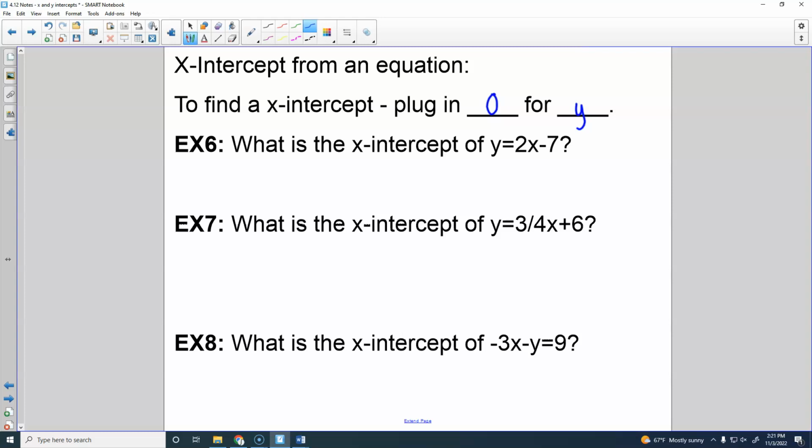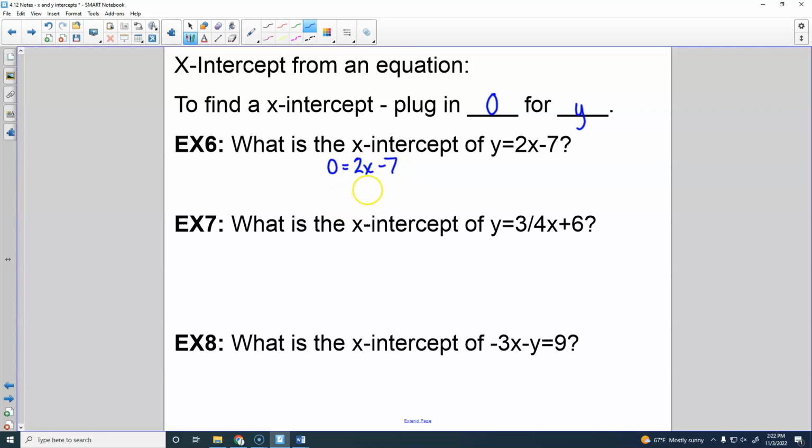So whenever we have our equation in y equals mx plus b form, that does not give us the x-intercept, right? So we cannot find the x-intercept from just looking at the equation. So we are going to have to plug in 0 for y here. So for that first one, I would plug in 0 for the y. So I got 0 equals 2x minus 7.